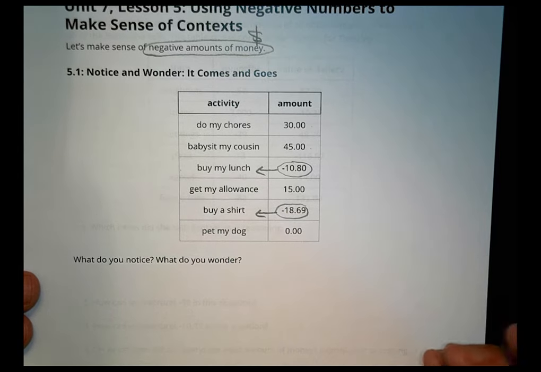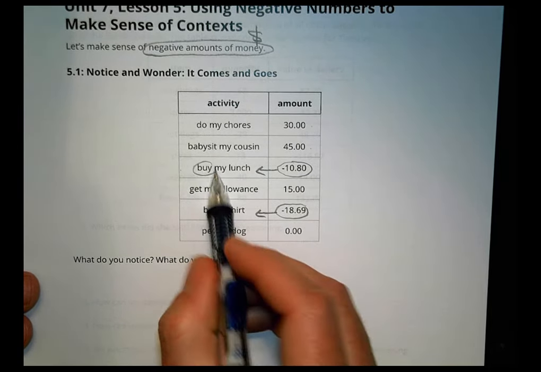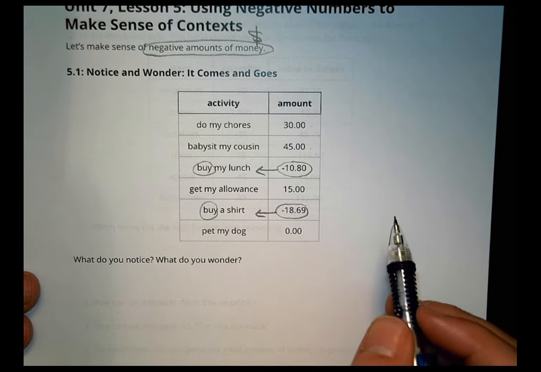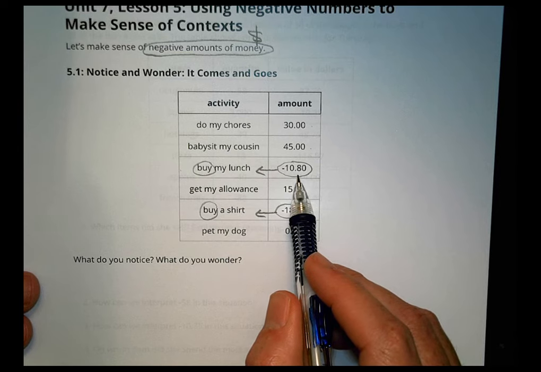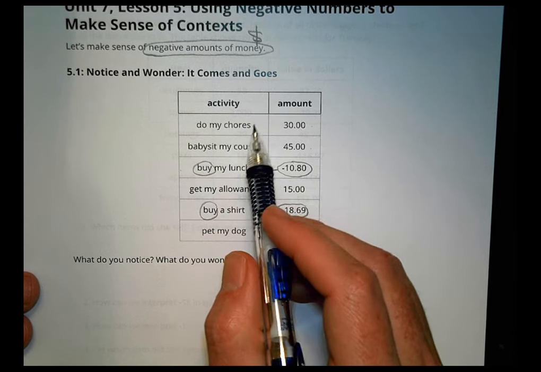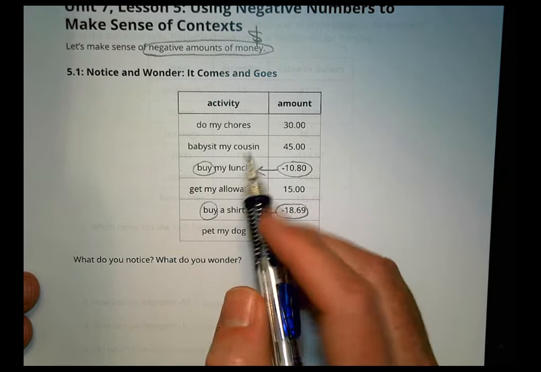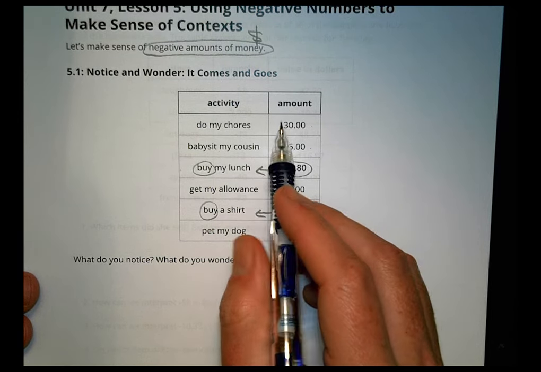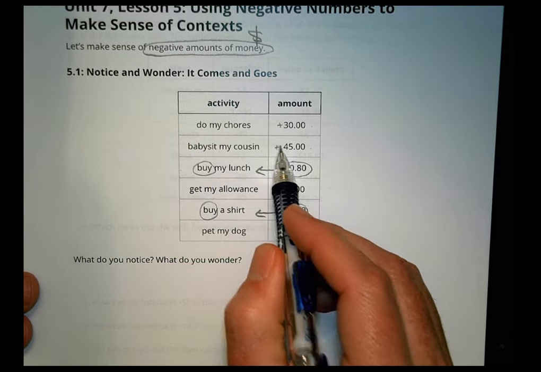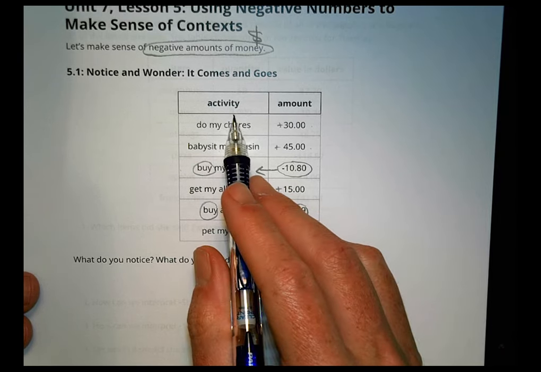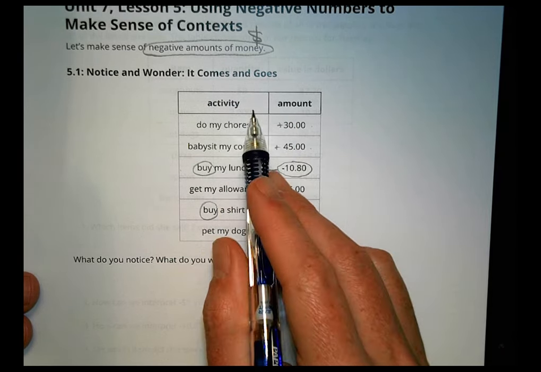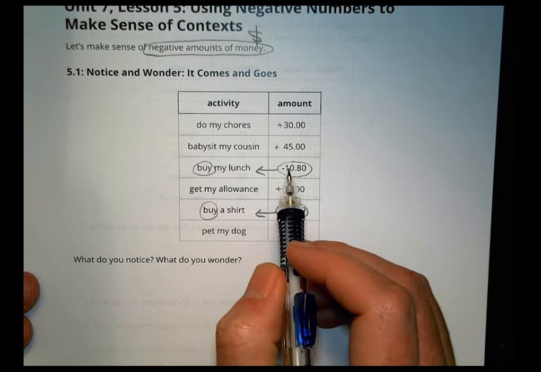One key thing I see happening is this word buy. Every time you buy something, in terms of the chart, you end up with a negative number, don't you? When you do something, chores, babysitting, getting an allowance, you end up with a positive number. So in a chart like this, it appears that some activities will give you money and some activities will take money from you or cost you money.